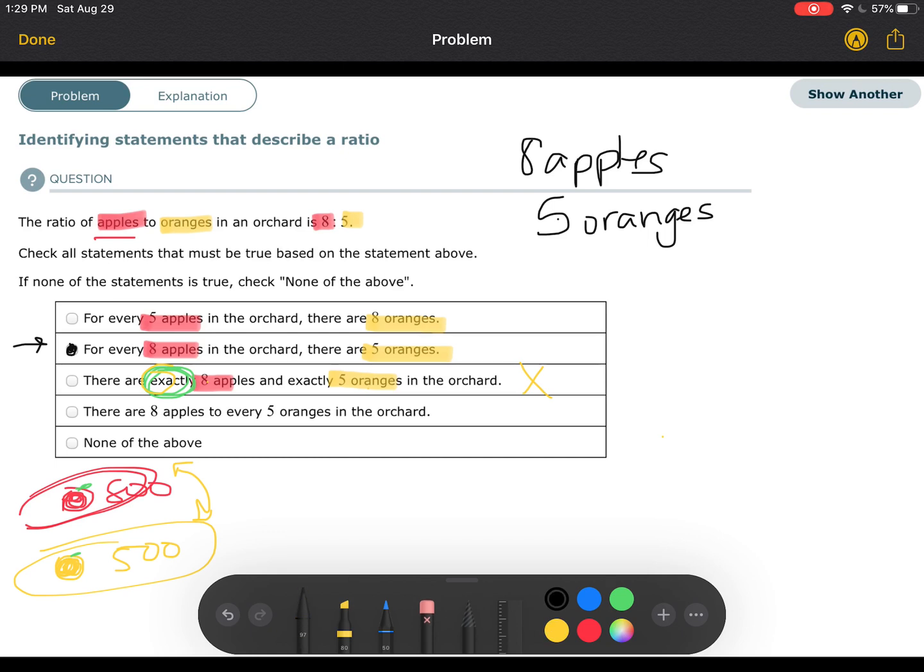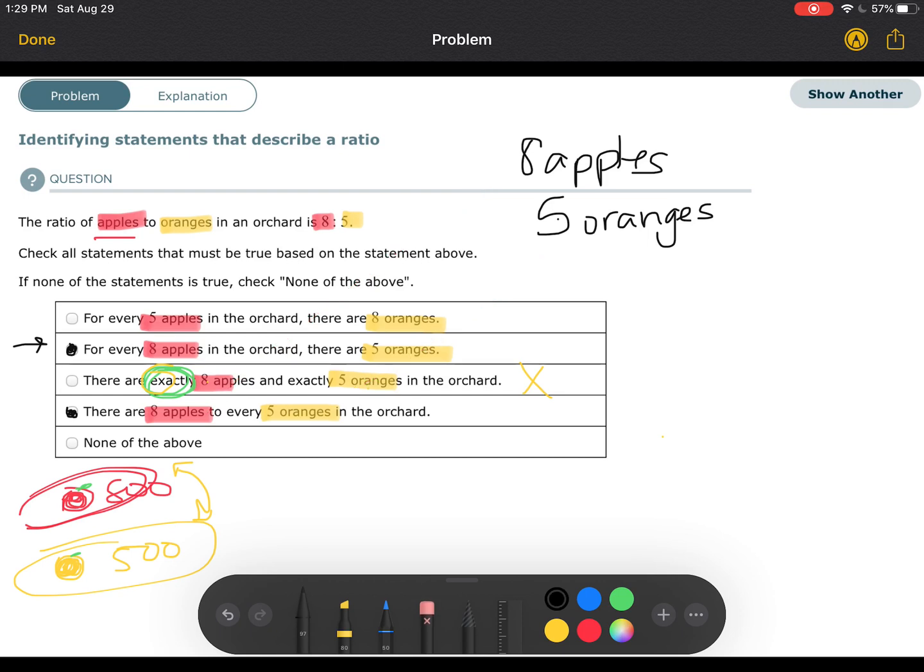All right, so next question. There are 8 apples to every 5 oranges in the orchard. So let me go back over and check again. 8 apples. Oh, wrong color. 8 apples, 5 oranges. Okay, let me double check. 8 apples, 5 oranges. So this is indeed correct. This is a correct answer. Okay.